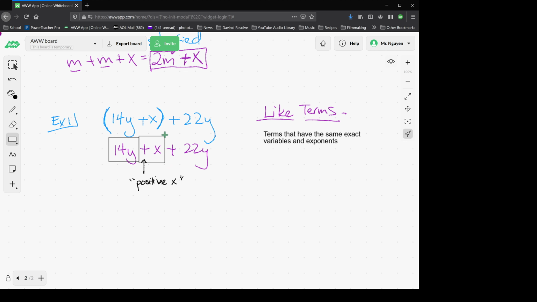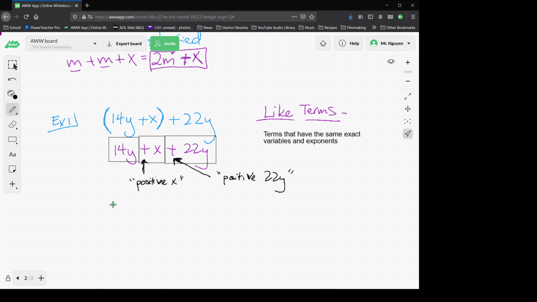Okay? And I'm going to box this as well because I want you to think of this as, again, positive 22y. Okay? I want you to think of it as positive 22y. Now, the reason why I want you to think of this as positive x and positive 22y is because everything inside these boxes can be added to each other only if they're like terms, if the terms have the exact same variables and exponents.